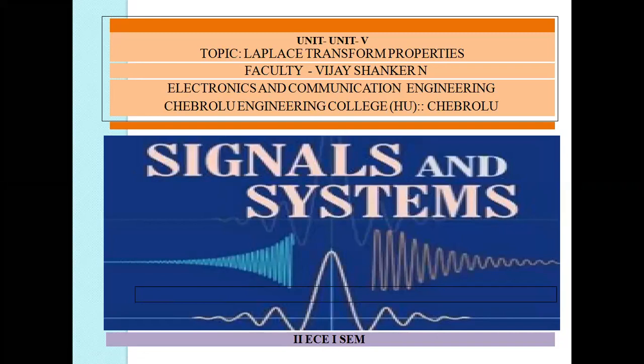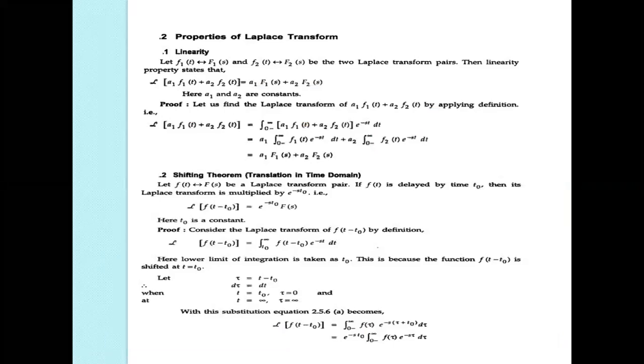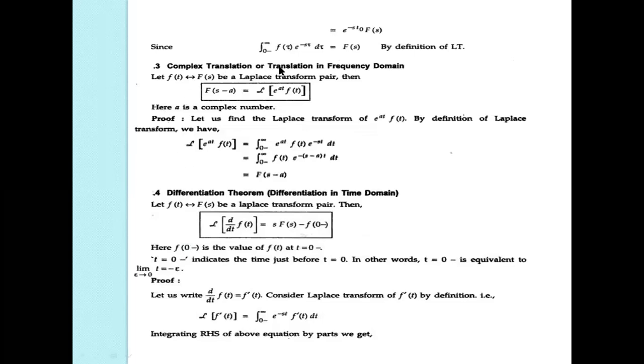Today, we are going to discuss some more properties in the Laplace transformation. We already discussed four properties in the last class. Those four properties are the linearity property; second, the shifting theorem or translation in time domain; third, complex translation or translation in frequency domain, the frequency shift property; and fourth, the differentiation theorem or differentiation in time domain.